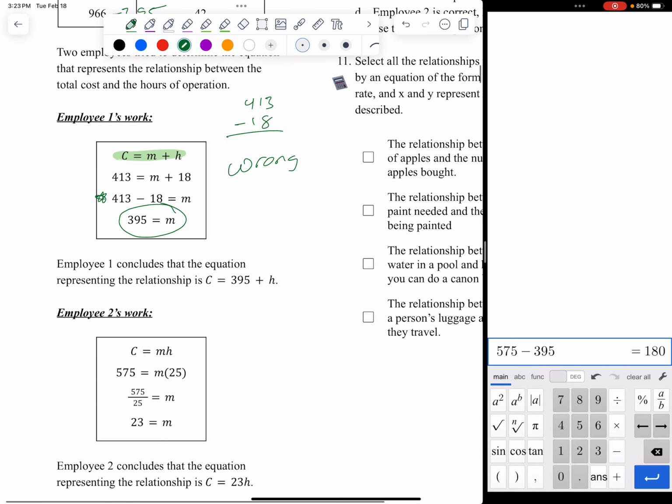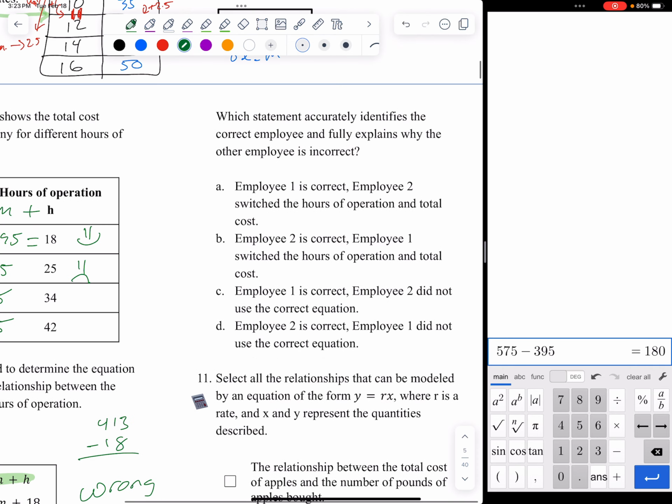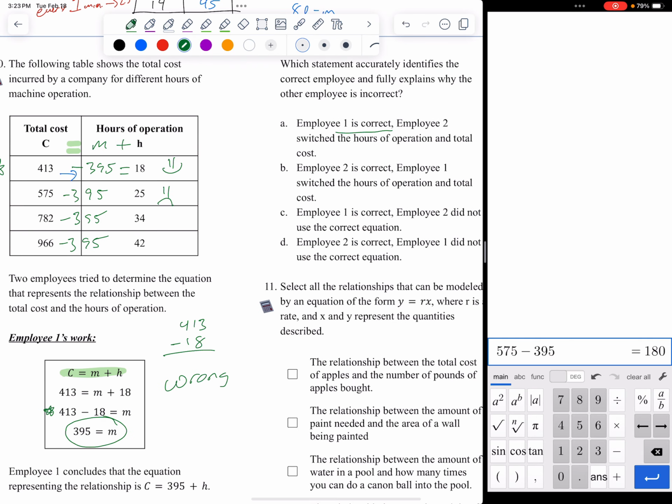So let's see. This looks like a super long one. Employee 2 is doing that. Let's see my answers, though. Which statement accurately identifies the correct employee and fully explains why the other employee is incorrect? So first of all, I know employee 1's wrong. Employee 1 is not correct, so it can't be A or C. I just eliminated 2 answers. Again, test-taking strategies, guys. So my only option is it B or D? So employee 2 has to be correct. The reason is why. Why is employee 2 correct?